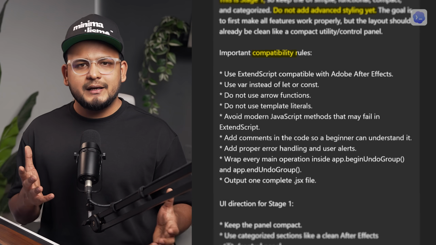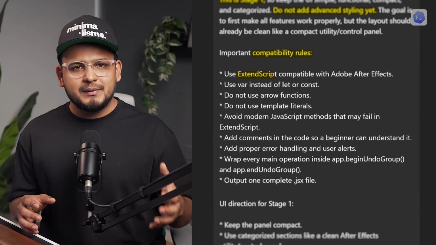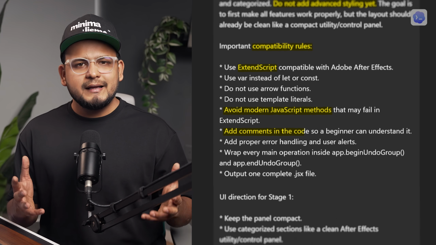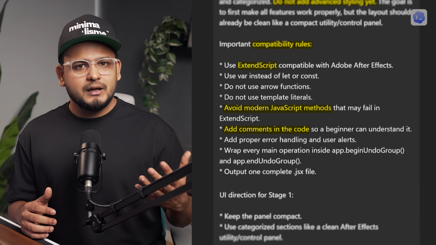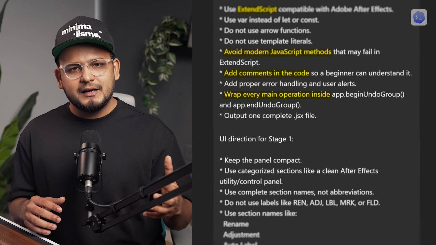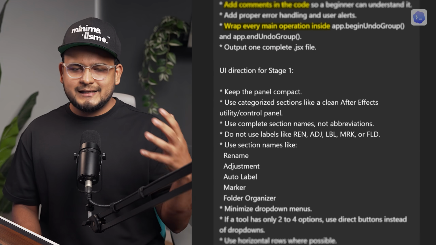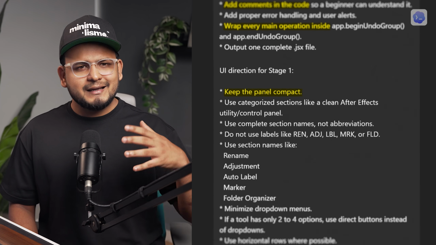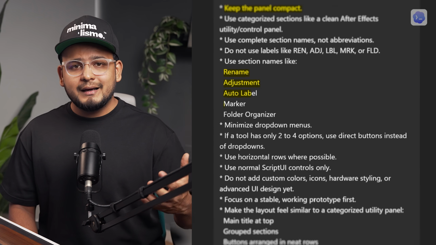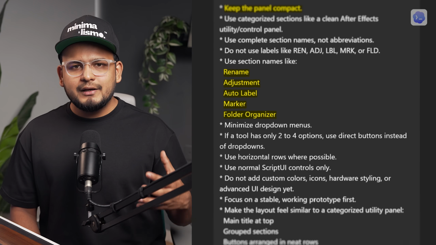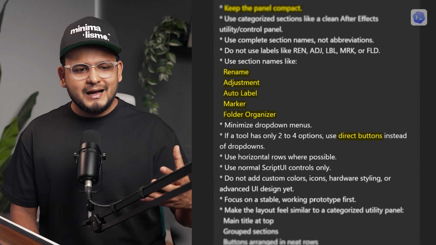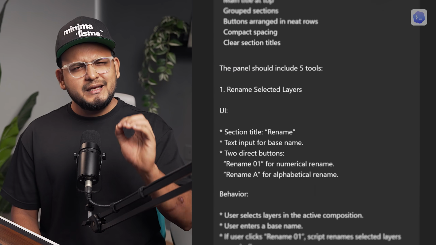Then I gave it compatibility rules. I told Codex to use ExtendScript compatible syntax and avoid modern JavaScript methods, add beginner friendly comments, include proper error handling with alerts, and wrap every main operation inside undo groups so actions can be undone properly inside After Effects. Then I explained the layout, like keep the panel compact, clean, and stable with clear sections like rename, adjustment, auto label, marker, and folder organizer. Instead of adding too many drop down menus, I wanted direct buttons so the script feels simple, fast, and easy to use.